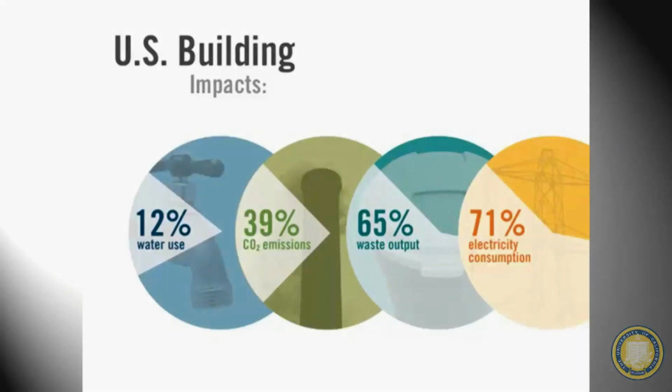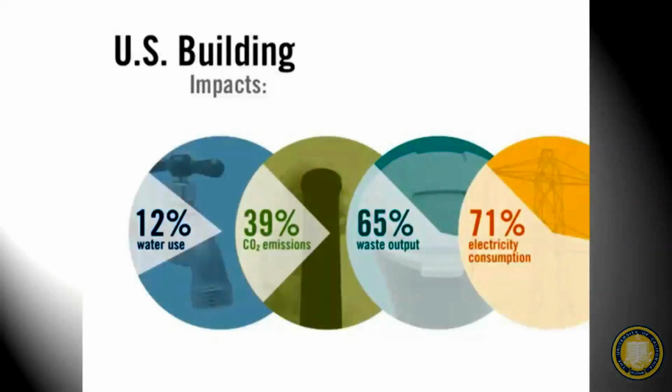So while this is a nice, neat picture broken down by sector, a building is obviously a bit more complicated, and each of these elements has much more complex processes going on. So there's a lot of different impacts beyond energy, too. The environmental impacts of a building can be clumped into 4 areas. So of the impact that buildings have on the environment, 12% goes to water use, CO2 emissions is almost 40%, waste output is 65%, and 71% of electricity consumption in the US comes from buildings.